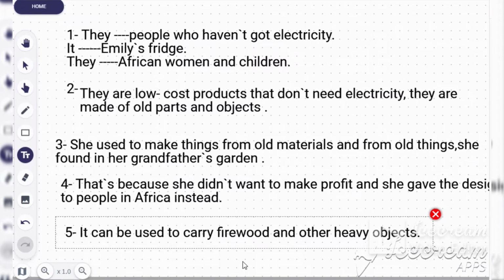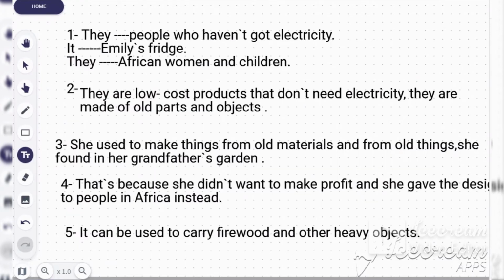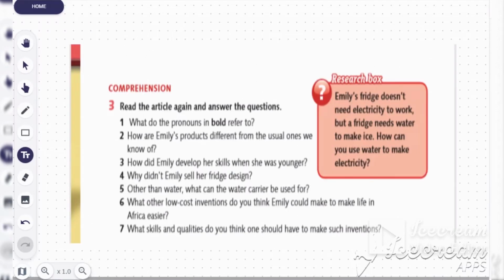Now go to question number 6. What other low-cost inventions do you think Emily could make to make life in Africa easier? What other objects do you think? These questions are for you, question number 6 and question number 7. You have to answer them, okay? You have to think of other objects that she could invent to make the life of the people in Africa easy.